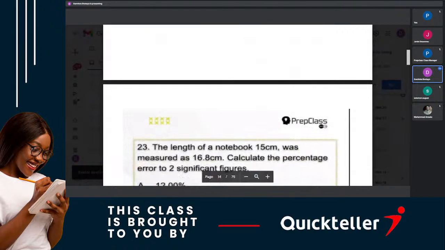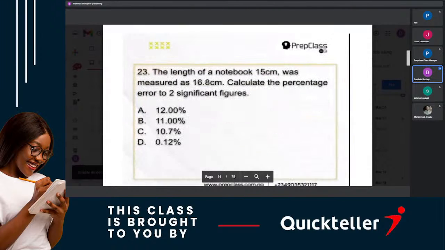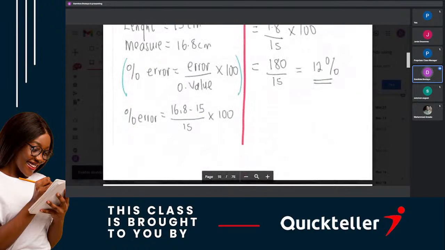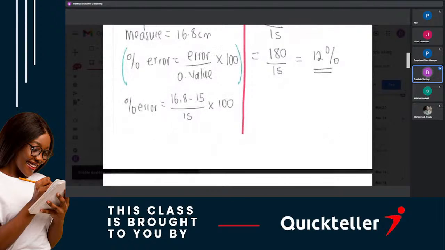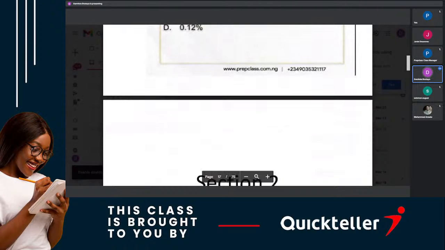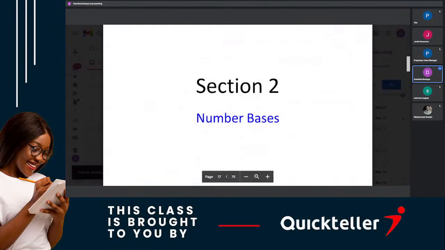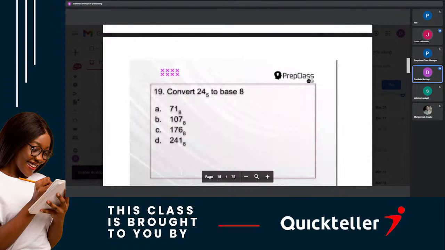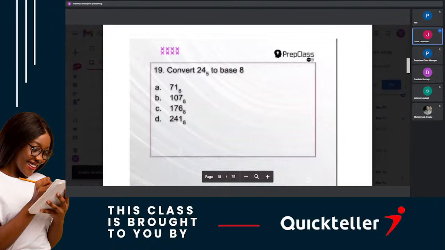Now that we've spoken about percentage error, and we've seen the formula, this formula can destroy any error question. Now, let's see more examples on number base. Okay, Dosumu, have you ever done anything on number base before? Yes. Okay. Now look at this one.